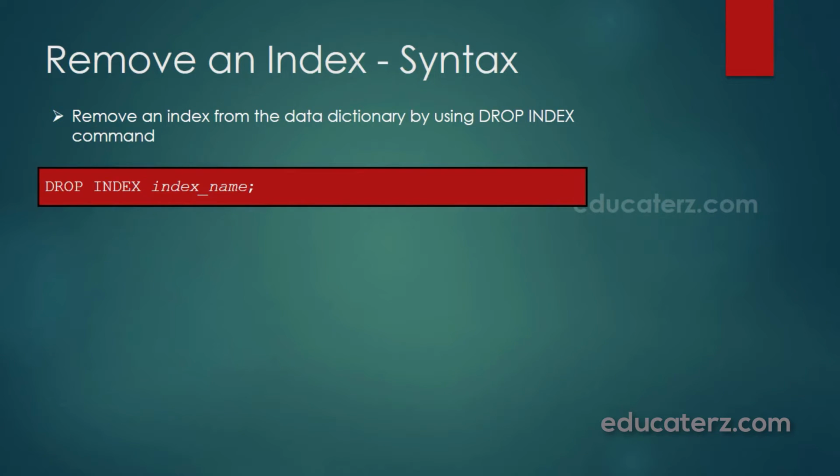Remove an index syntax. Remove an index from the data dictionary by using the drop index command. The command goes like this. Drop is the reserved word. Index is the object which you want to drop, and index name is the name of the index. When you create an index, you give the name of the index. You drop it simply by giving the name of the index.